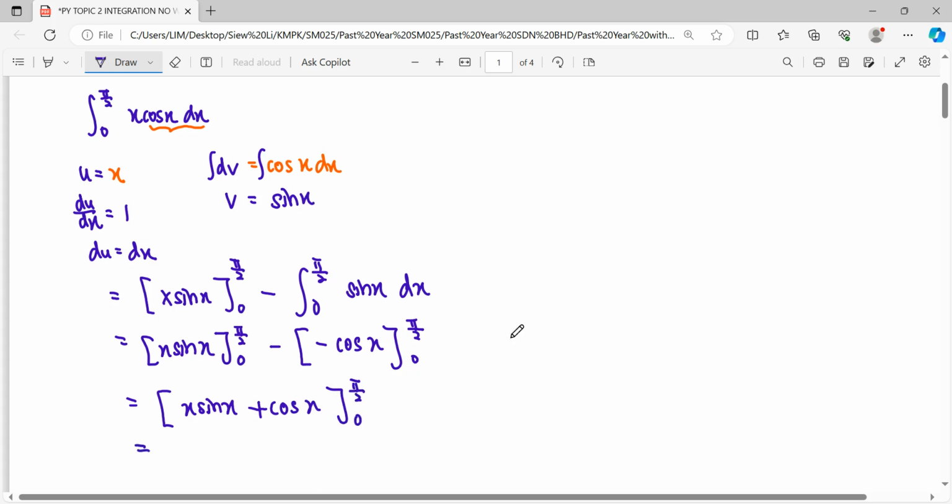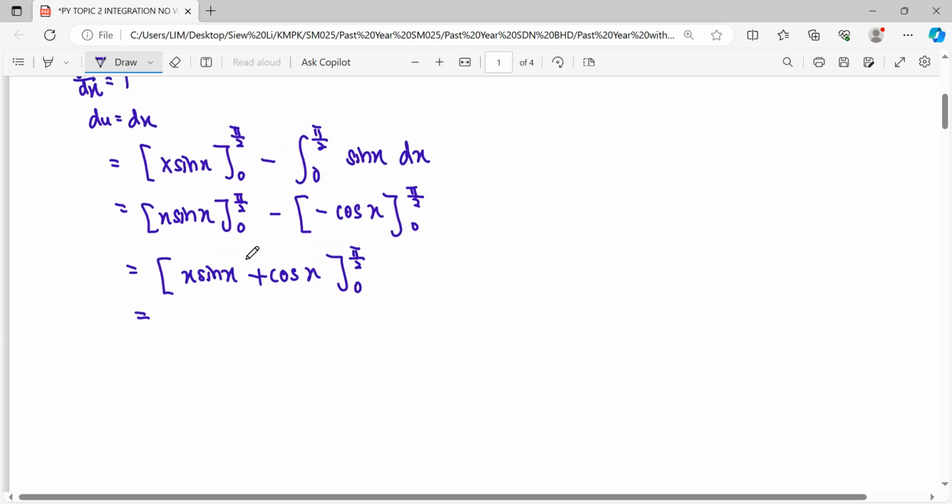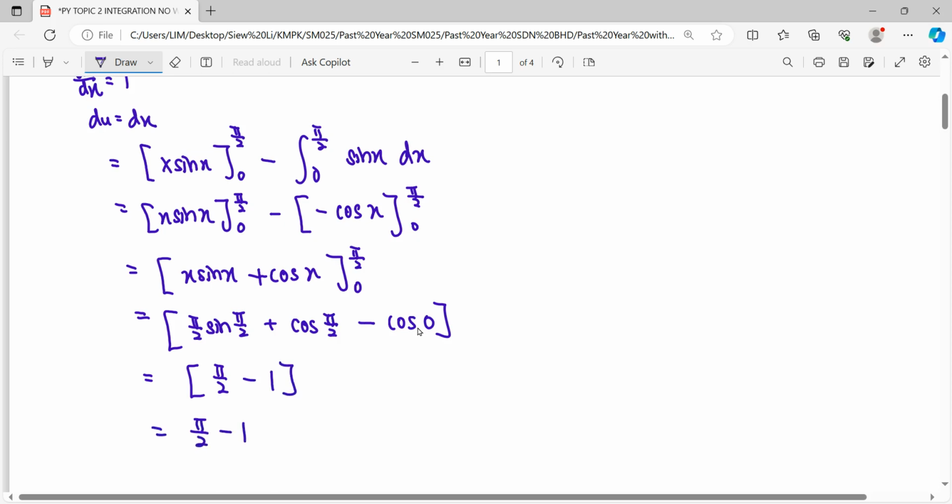then the next step, we're going to substitute the upper limit minus lower limit. So once we substitute pi over 2, we have x sine pi over 2 plus cos pi over 2, minus lower limit, when we substitute 0, everything becomes 0 because 0 times sine 0, then plus cos 0. So sine pi over 2 equals 1. Therefore, here will remain pi over 2. Meanwhile, cos pi over 2 equals 0. And then cos 0 equals 1. So therefore, we managed to prove this.